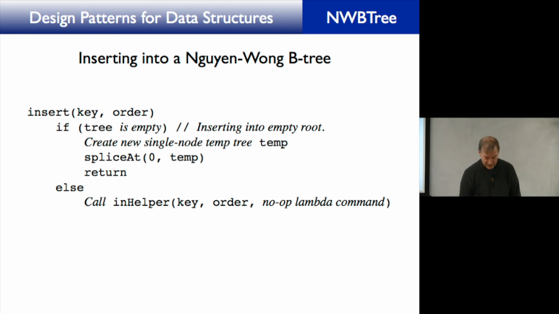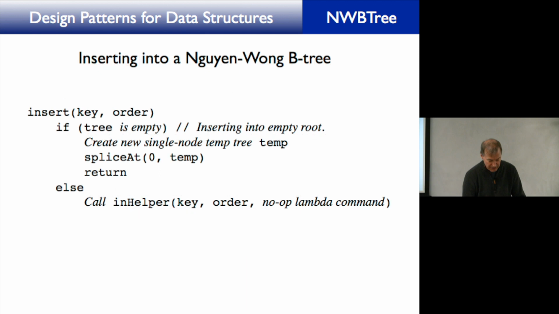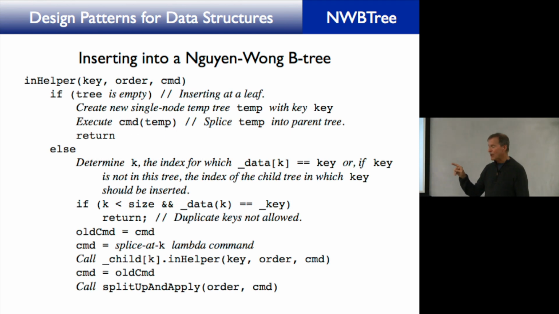So to recap now, what we have is a split up and apply utility function. We have the main insert, and it calls the helper. Now let's take a look at the helper. It's amazing that in these few lines of code, we are able to insert. I can't tell you how neat this is, with these few lines of code to be able to understand how to insert into a B tree. This is amazing. Look at our in helper.